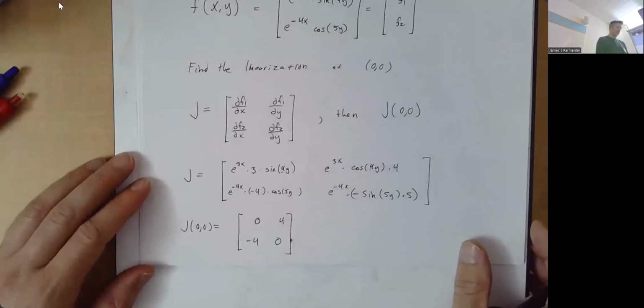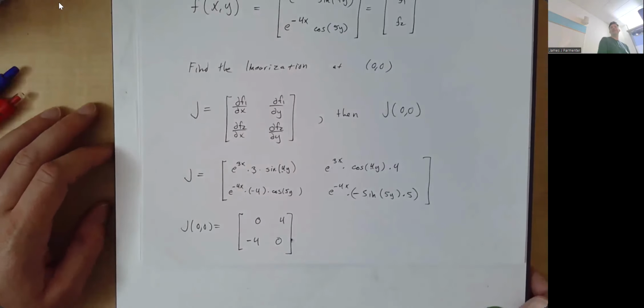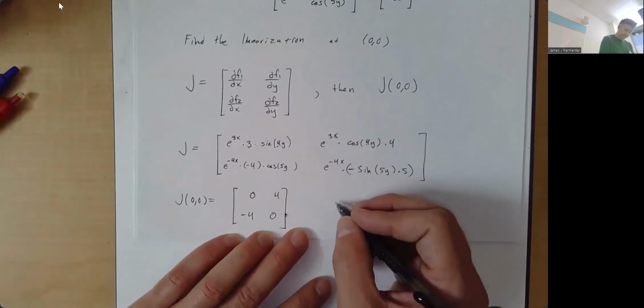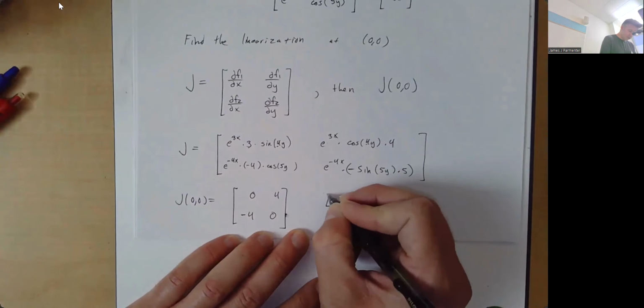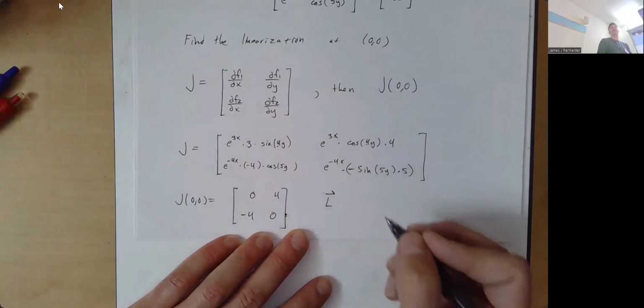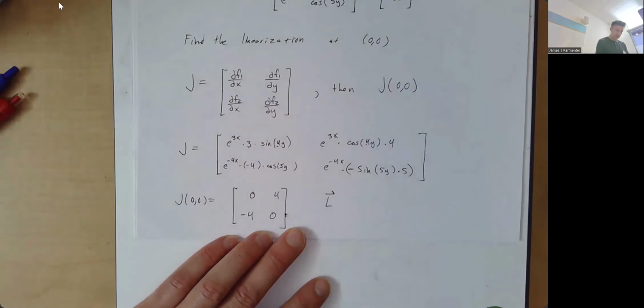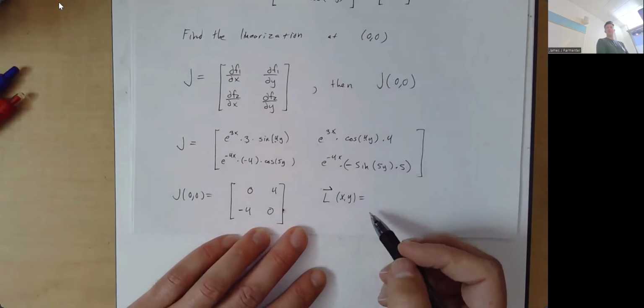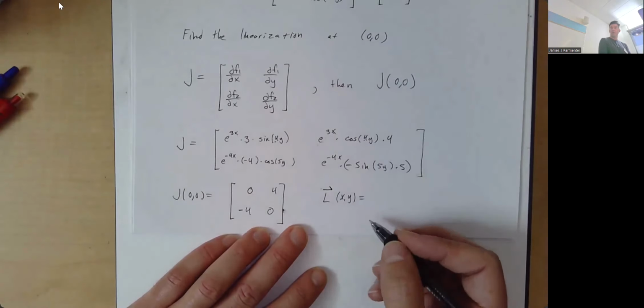Now let's write the linearization. So the linearization, I think we can fit it in here. Linearization, don't forget the arrow, right? Because it is a vector valued linearization, so you should write the arrow on top of it. It is going to be the vector you get when you plug in the point.